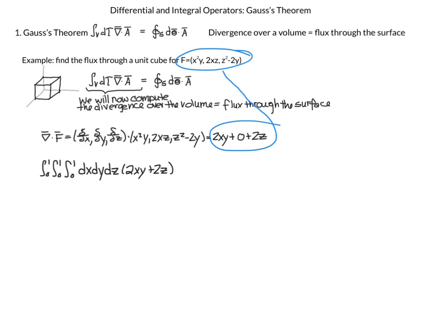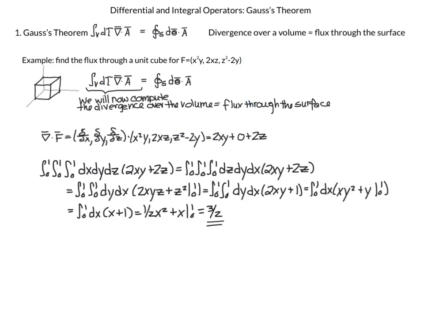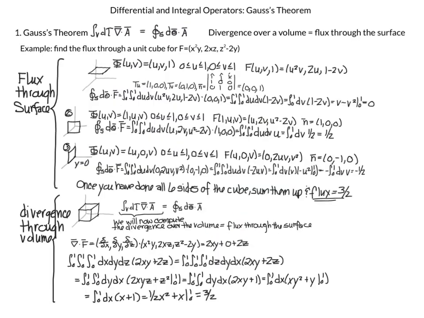And now we can set up our integral. It's a cube, which is so nice. It's so easy to integrate. We have x going between 0 and 1, y going between 0 and 1, and z going between 0 and 1. And this is what we're integrating, 2xy plus 2z. Remember, we're integrating the divergence.